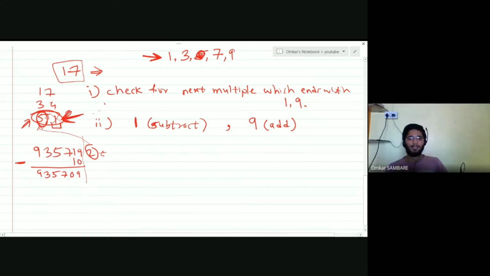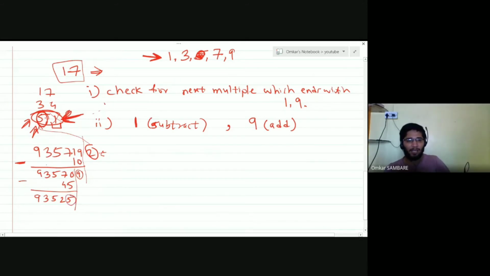Again, we don't know whether this number is divisible by 17 or not. So again we will repeat the process until we know whether the number is divisible by 17 or not. So let's take this 9 now and multiply it with this 5. 9 into 5 is 45. Subtract it from the remaining number. So it will give you a number like this, 93,525. Again, I don't know whether this number 93,525 is divisible by 17 or not.